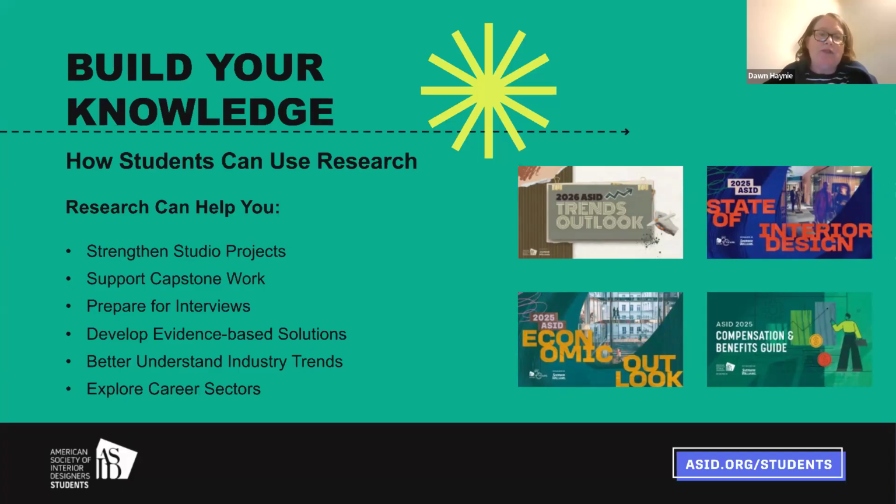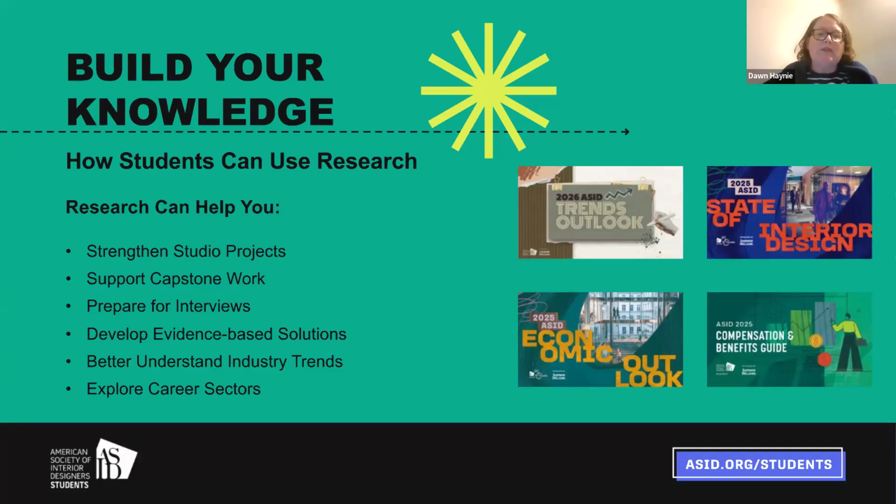The economic outlook looks at that forecast. And some of that can be used in your studio projects if you're thinking through, for example, a capstone and you're having to do some research on a particular market sector, and someone asks you how relevant this project is in the market. You can look at our economic outlook report and see that there is growth in that market sector, and so you find it very relevant.